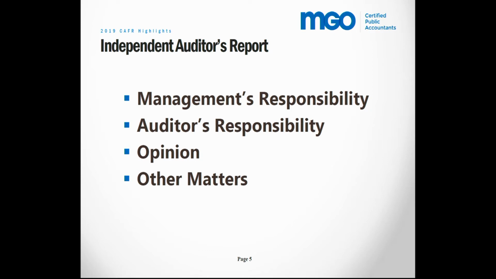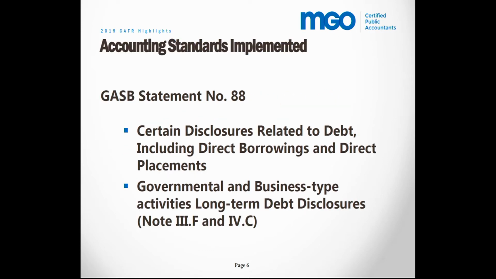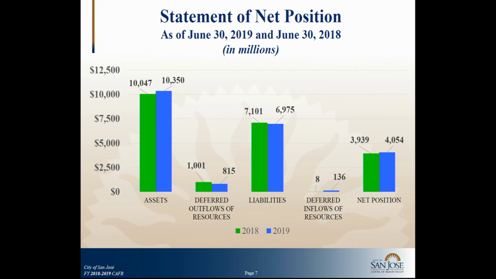On the next slide, we just wanted to highlight, anytime there's been significant changes, we want to make sure that you're aware of them. And one of those changes was GASB statement number 88, which changed how debt is disclosed in the financial statement. So there were some significant additions to the disclosure as it relates to your long-term debt and the successor agency long-term debt. And with that, I'll turn it over to Annie.